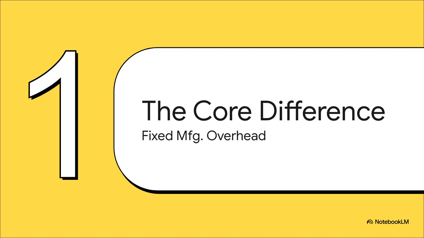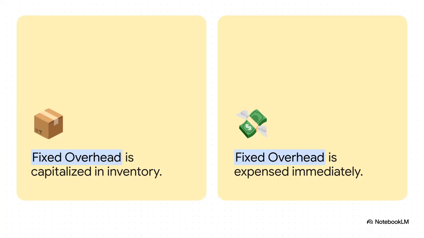Part 1. The core difference. Fixed manufacturing overhead. The absolute fundamental difference between these two costing methods really just boils down to how they treat one specific type of cost. Seriously, this is the absolute key to the entire mystery. It is all about fixed manufacturing overhead. We're talking about things like factory rent, factory depreciation, factory insurance.